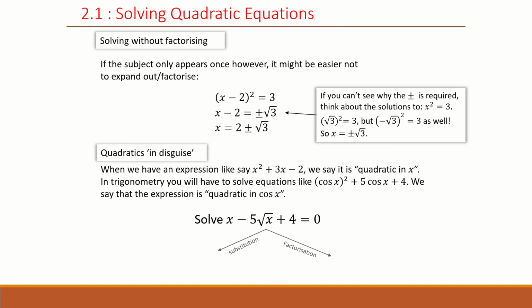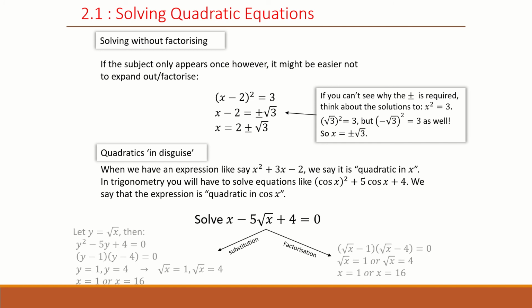So firstly, there are two ways you could do it. First, by substitution. Second, by factorization. By substitution, we change the letters, and in this case, we let y equal root x. So x minus 5 root x plus 4 changes to y squared minus 5y plus 4, as y squared equals x, and y equals root x, obviously.